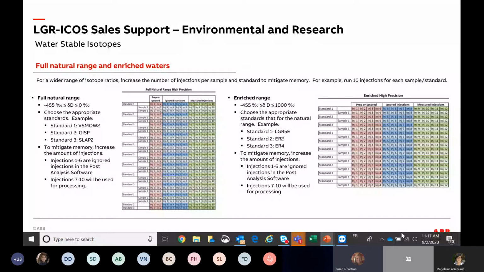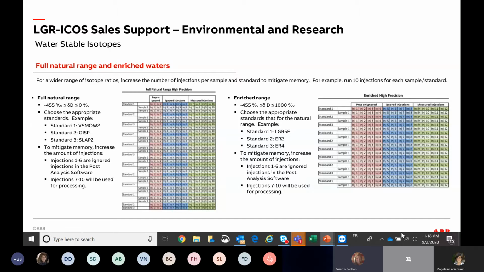Customers who are interested in measuring a wider range of isotopes can increase the number of injections to mitigate memory. For example, they can increase the number of injections for each sample and standard from 6 to 10. If you refer to the table on the left, for a full natural range, the user chooses the appropriate standards, for example VSMOW, GISP, and SLAP, which can be purchased from IAEA, the International Atomic Energy Agency. To mitigate memory, they would need to increase the number of injections. In this case, injections 1 through 6 would be ignored by the post-analysis software, and injections 7 through 10 would be used for processing.